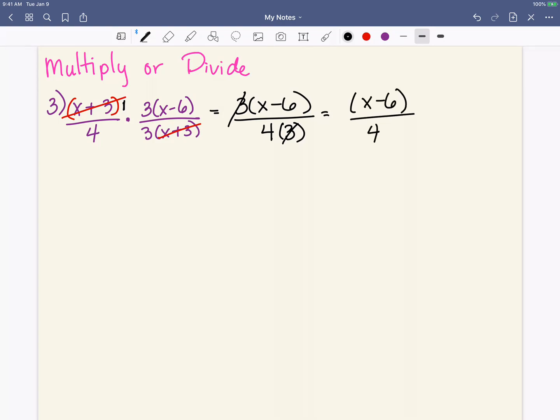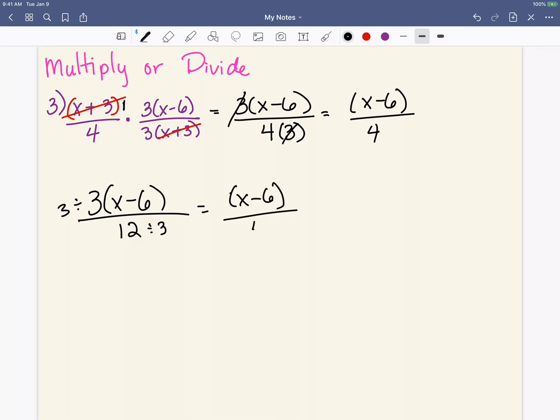So if I had left it as 3x minus 6, and let's say I did my multiplication, that would have given me 12. Well, I can still divide both of these by the greatest common factor, which is 3. So I would still end up with x minus 6 over 4. You have to remember that if it's asking for the factored form, you have to factor basically until you can't factor anymore.